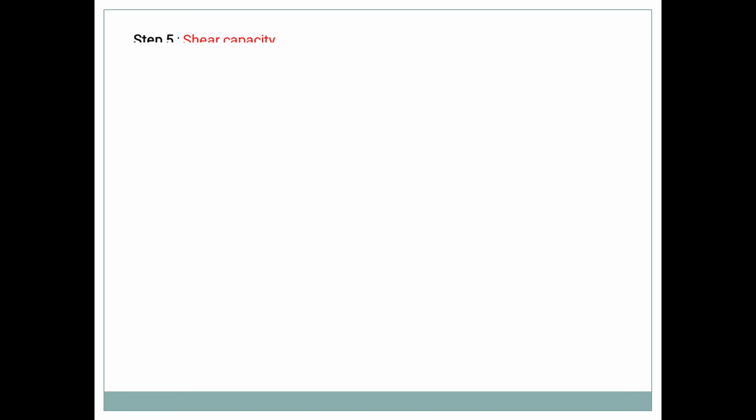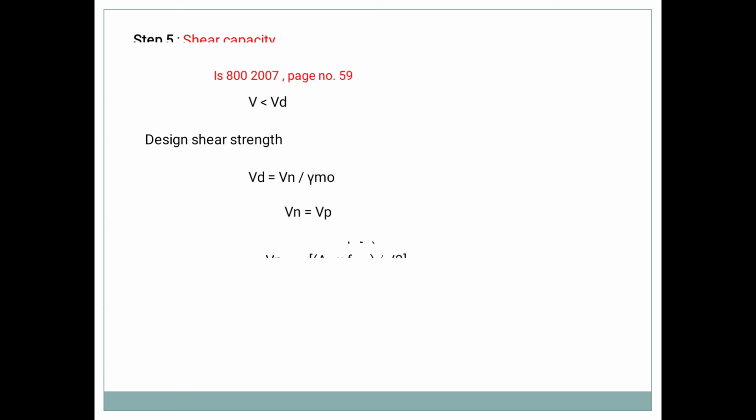Then step number 5, shear capacity. IS 800 2007, page number 59. All the formulas are in our code book, so simply copy from that. If you know all the values, then apply the values easily. So V is less than Vd, the design shear strength. So Vd is equal to Vn divided by gamma m0. First find out the Vn. So Vn is equal to Vp, then Vp is equal to Av into fyw divided by root 3. Apply the values, you get the answer.